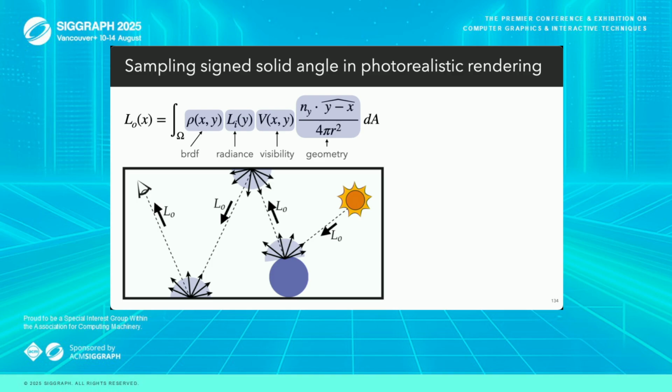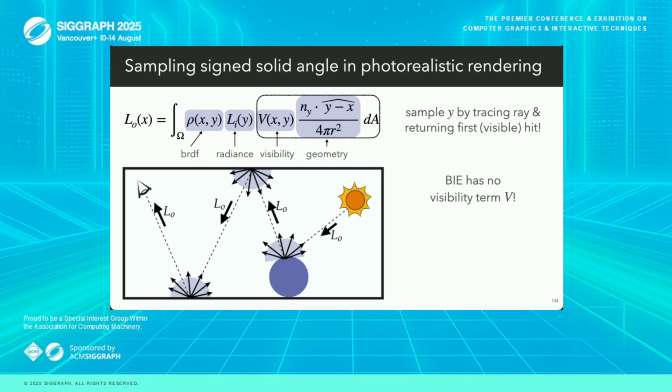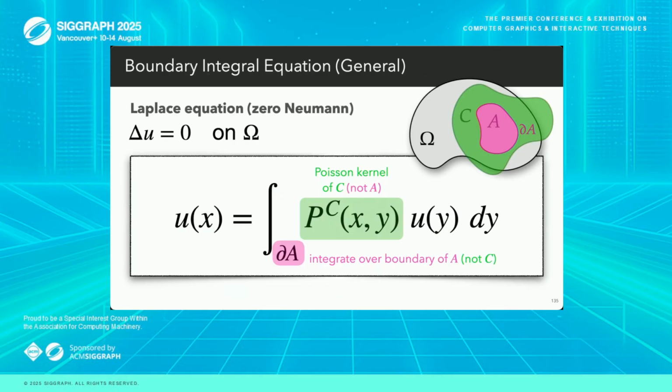So in Monte Carlo rendering, we generate samples y on the scene just by tracing rays and returning the first hit. This will sample, actually, the geometry term and the visibility term. But note that in the boundary integral equation, we don't have a visibility term, but this isn't necessarily a problem. We can still importance sample the solid angle just by shooting a ray in a random direction to get the next walk location. So now we have a way to sample the Poisson kernel. We're just going to shoot rays like we would in rendering and take all of the hits that we get along the ray. But we actually need to choose the subdomain A for our boundary integral equation.